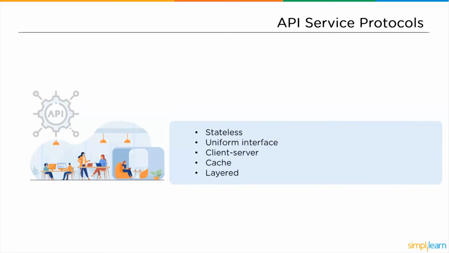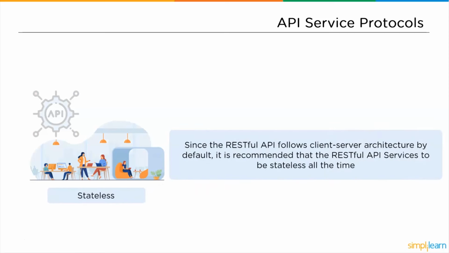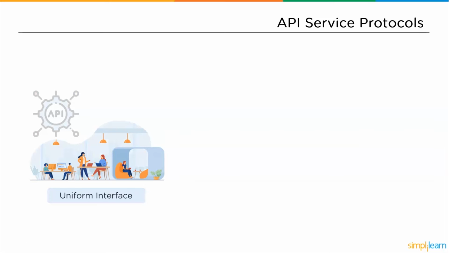Stateless, uniform interface, client server, cache, layer. No worries, we will discuss each one of these protocols in detail. First, we will discuss stateless. So what exactly is stateless? Since the RESTful API follows a client-server architecture by default, it is recommended that RESTful API services be stateless all the time.